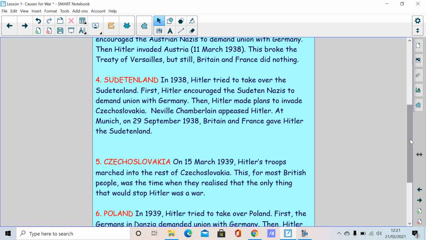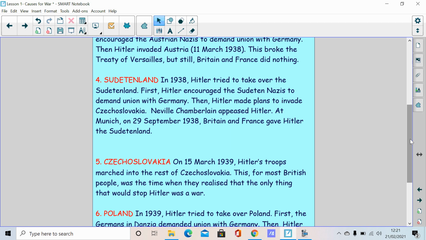But he then made plans to invade Czechoslovakia, and Neville Chamberlain, who was the British Prime Minister at the time, appeased Hitler, and we'll talk about appeasement in a second, at Munich on the 29th of September 1938, and Britain and France gave Hitler the Sudetenland. Essentially what Hitler said to them was, look, if you give me the Sudetenland, I'll stop. I won't invade any other countries. We'll go back to Germany, and that will be the end of it. And Britain and France believed him. They thought, I think we need to believe him. We'll give him the Sudetenland and he'll stop.